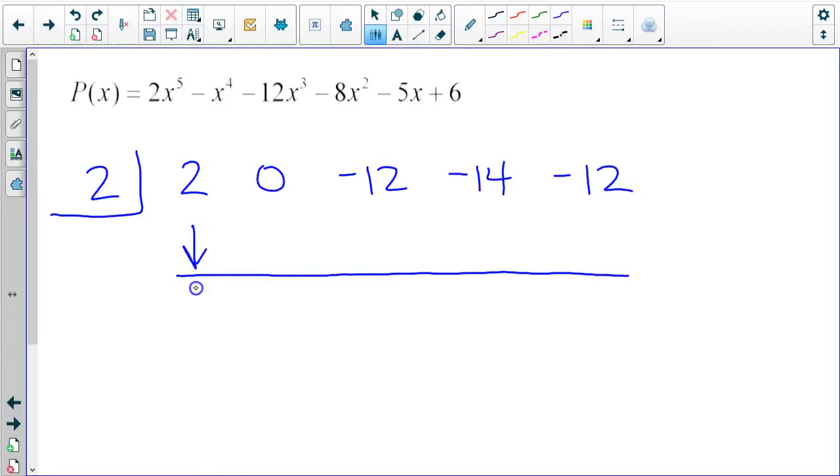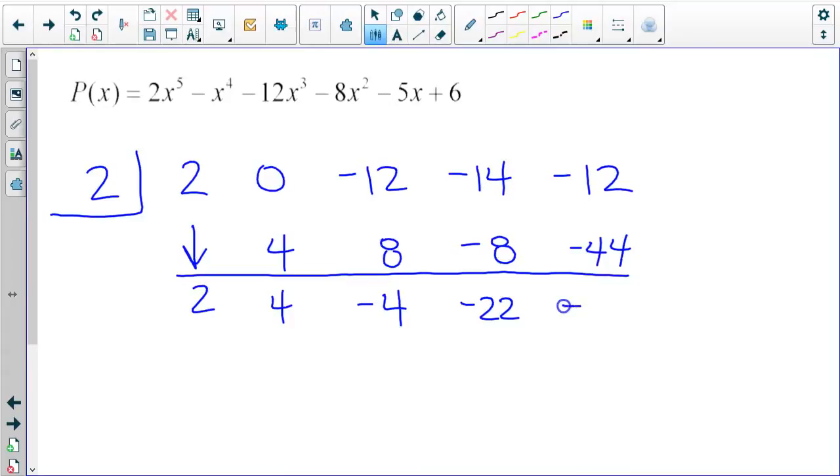All right. Bring the 2 down. 2 times 2 is 4. 0 plus 4 is 4. 2 times 4 is 8. Negative 12 plus 4 is negative 4. 2 times negative 4, negative 8. Negative 14 plus 8, negative 22. And negative 22 times 2, negative 44. And I get negative 56.